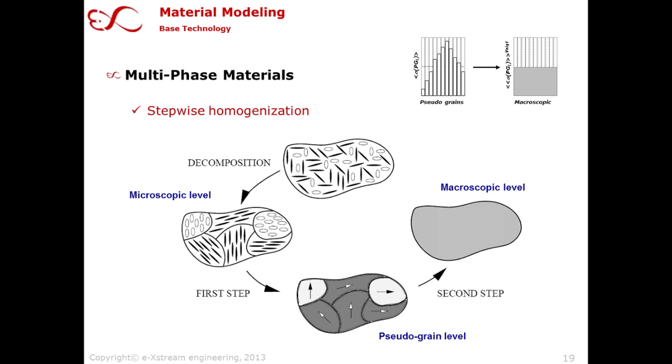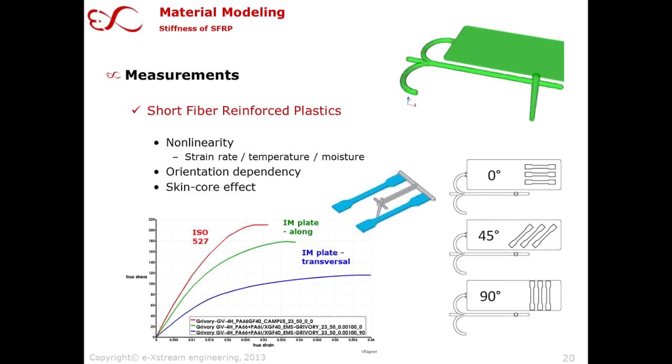And this is a very important procedure here because our implementation of failure, so via the FPGF model, first pseudo-grain failure model in Digimat, is exactly on this pseudo-grain level of material. I'll highlight that a bit later on. So this is the theory behind.